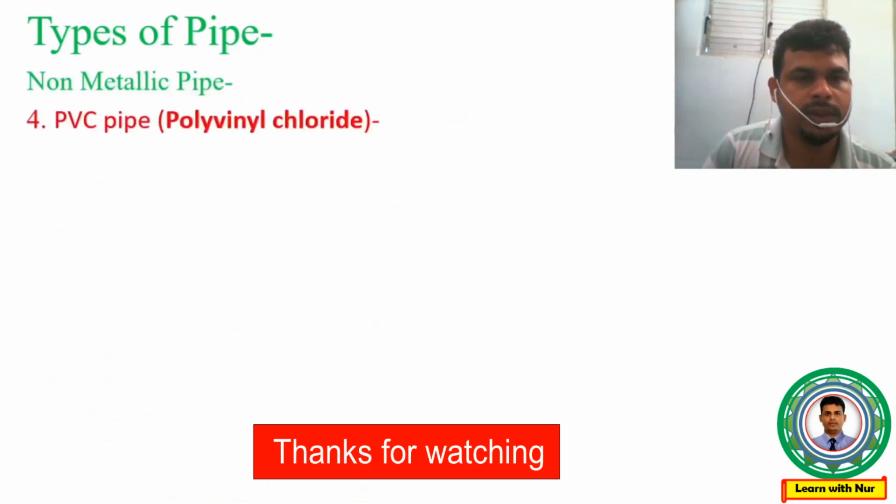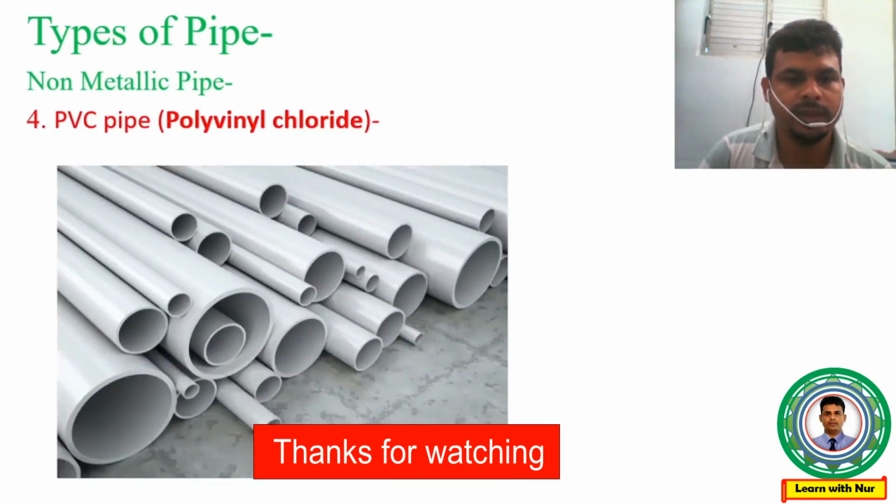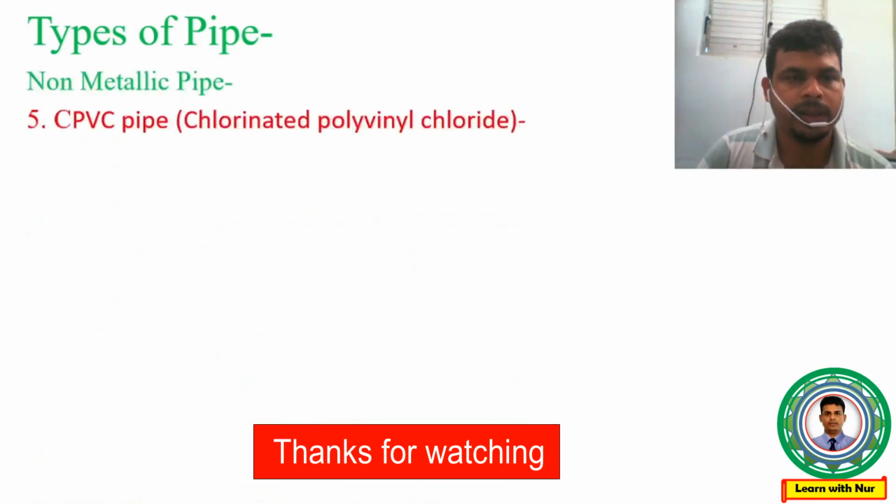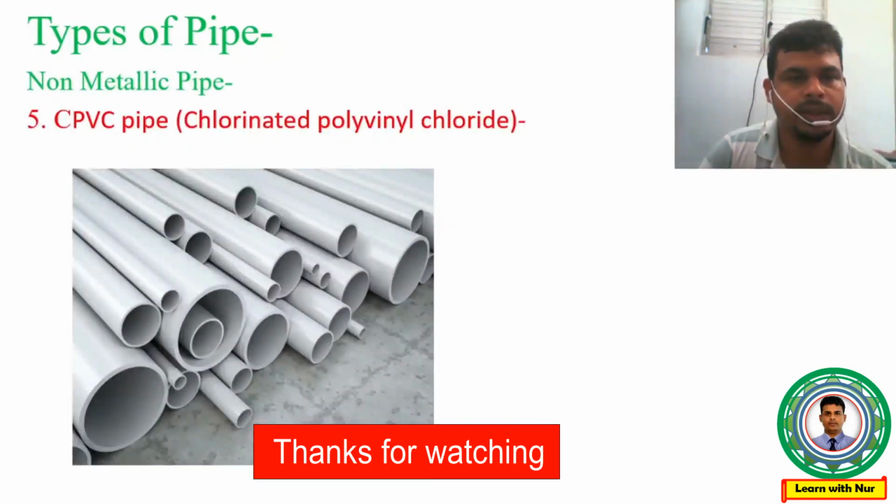Number 4 is the PVC pipe, polyvinyl chloride. For the word PVC we are very familiar because we use this pipe in our house also. See how this pipe looks. So this is the PVC pipe. Then you go to the CPVC pipe, chlorinated polyvinyl chloride. This looks the same as the PVC pipe.